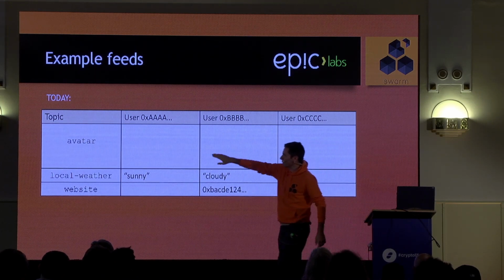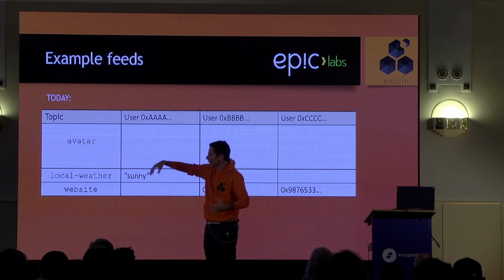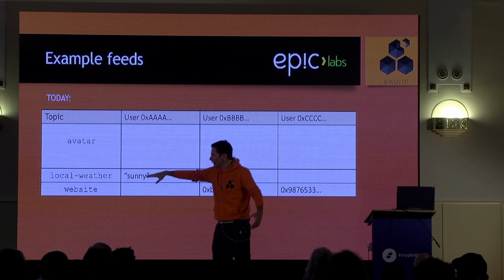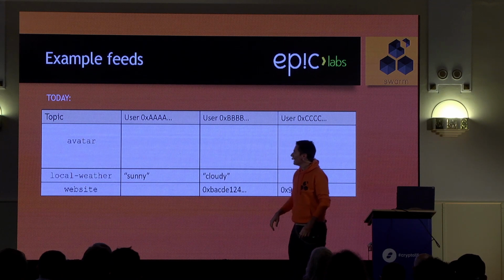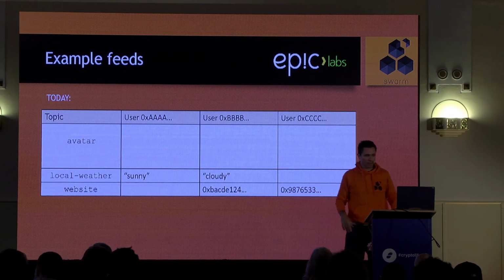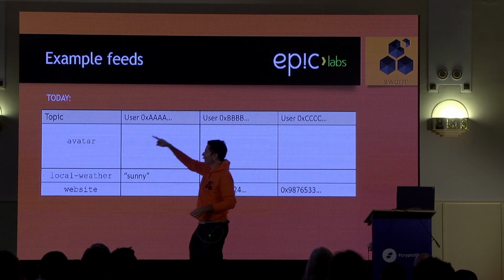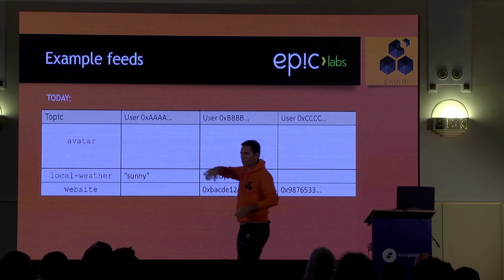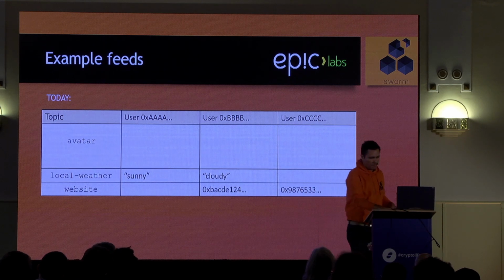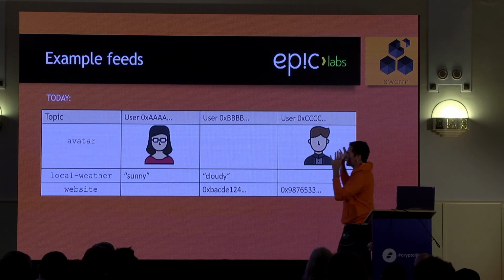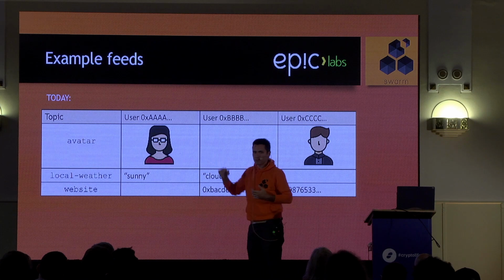Each of them has their own address, okay? And then you also have topics, okay? A topic could be avatar, like a profile picture kind of thing, local weather, or website. Some of the users start posting updates. One user is going to be posting an update on her avatar or his avatar, and they're going to say, okay, my avatar is this picture.